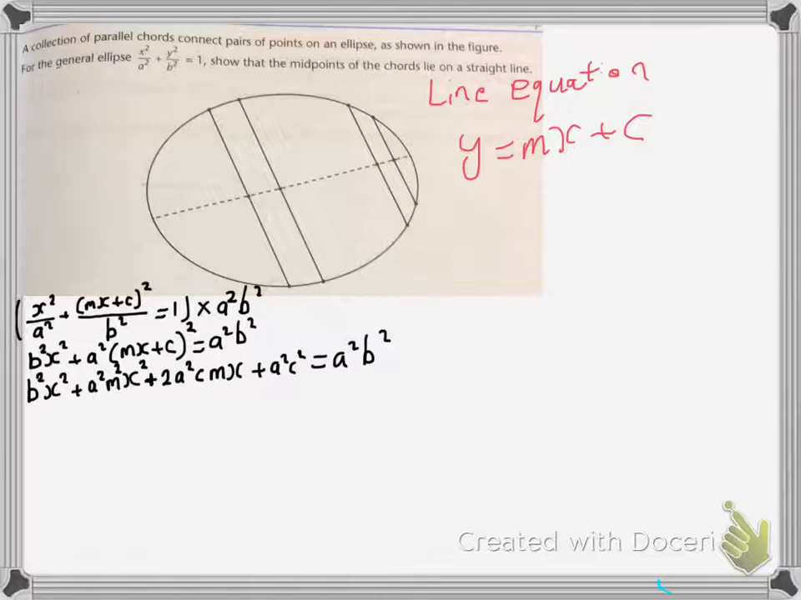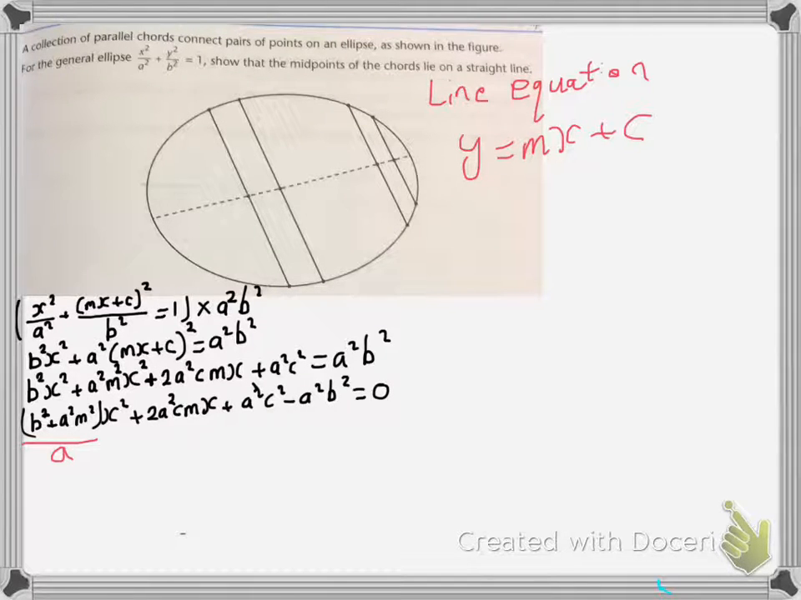And then we have to rearrange. As we can see, we've got x squared and x, which means we've got a quadratic equation. So if we rearrange and make this equation equal to 0, with all the coefficients of x squared together, then x, and then the constant by itself, this is the value of a, this is the value of b, and there's the value of c in the quadratic.